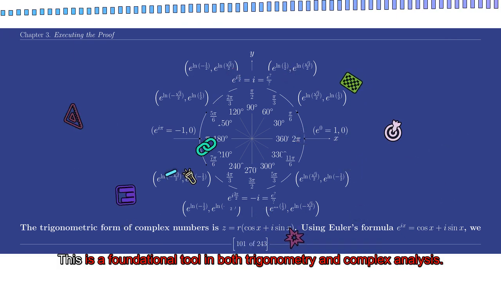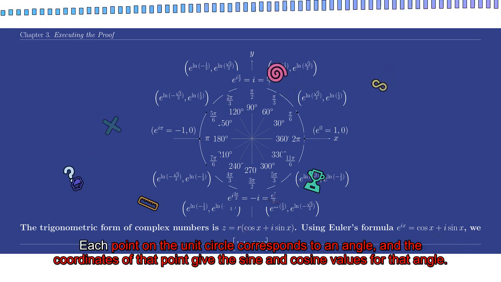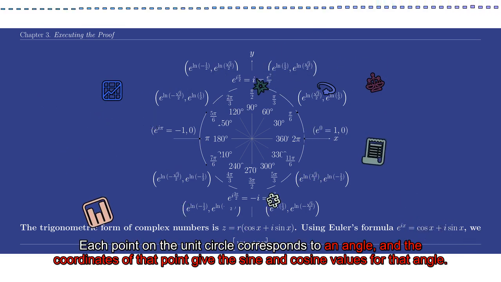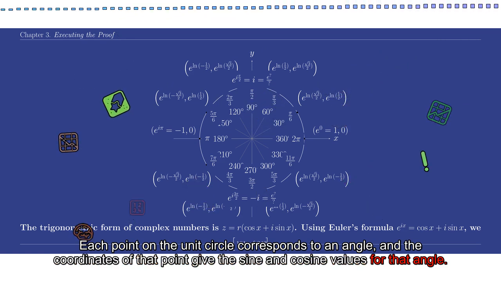Next, the text revisits the unit circle, which is a circle centered at the origin with a radius of 1. This is a foundational tool in both trigonometry and complex analysis. Each point on the unit circle corresponds to an angle, and the coordinates of that point give the sine and cosine values for that angle.